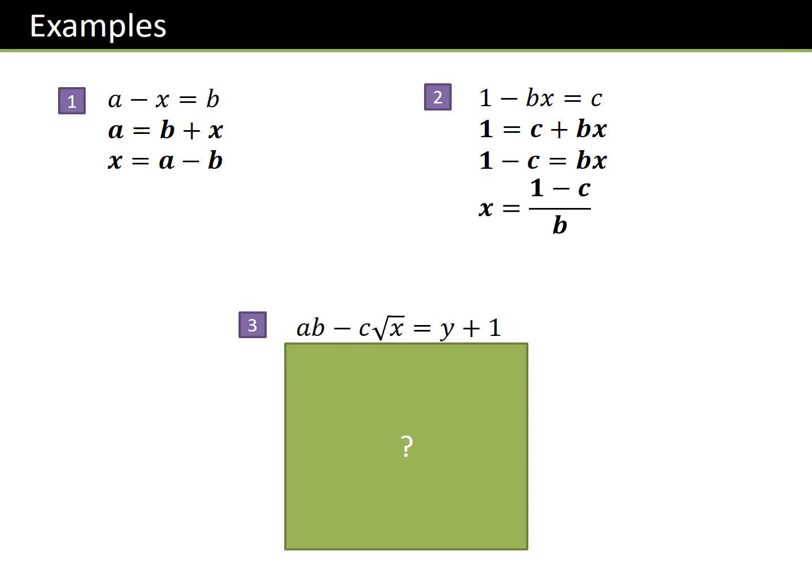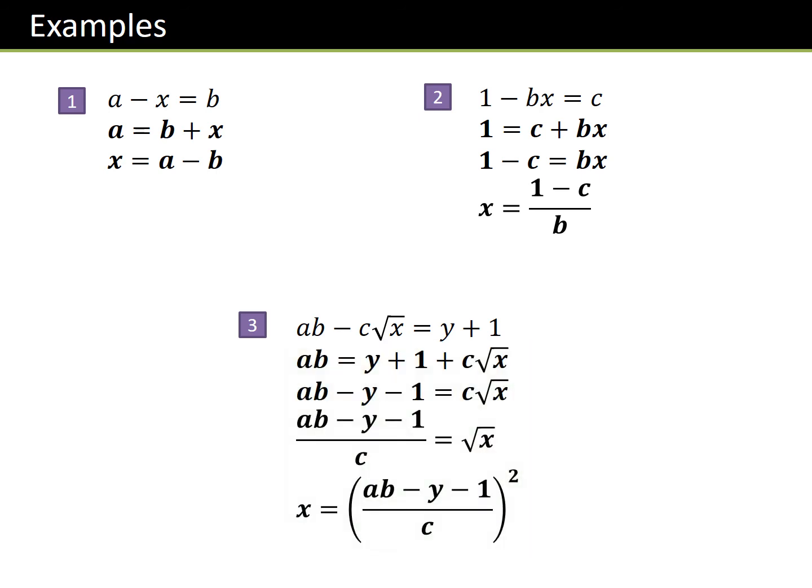This one definitely looks a bit nasty because I've got the square root of x, so I know eventually something's going to have to be squared. So what I'm going to do is ab is y plus 1 plus c square root of x. Then I'm going to get rid of the y plus 1, so I need to subtract that from both sides. So ab minus y minus 1 is c square root of x. Now I'm going to divide by c. I've still got it in square root form, now I've got to square it.